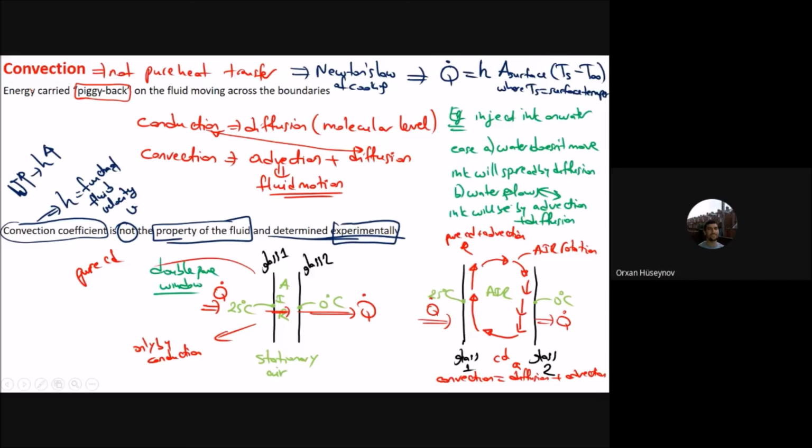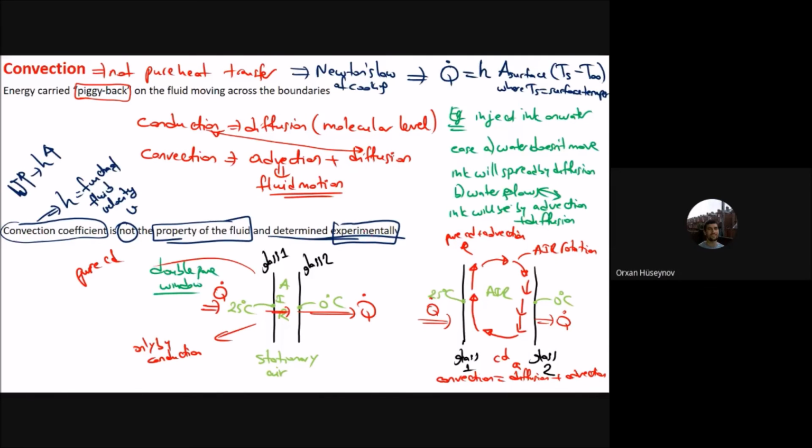Okay, so as I said, the convection is complex, okay? And the complexity comes from the fluid flow and the heat flow. Okay, they are coupled. They happen at the same time. At the same time, you have heat flow. At the same time, you have fluid flow. Therefore, the convection process is coupled, and this h coefficient is therefore determined experimentally.